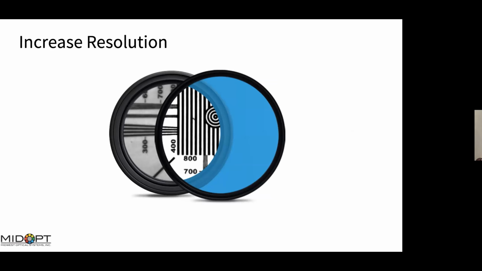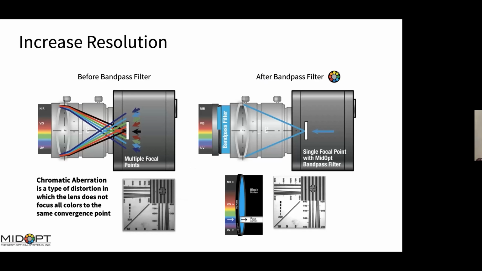Filters are also really great at helping to increase resolution. This is an added benefit that you might not know about. Something called chromatic aberration is a type of distortion that occurs in lenses. This happens because lenses try to focus different wavelengths at the same focal point. And because different wavelengths have different refractive indexes, they bend differently. The lens has a difficult time trying to focus all that at the same point. And so what happens is you lose some focus, you lose some resolution, you lose some sharpness, as displayed in this image of the target here.